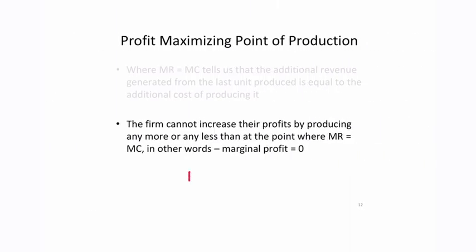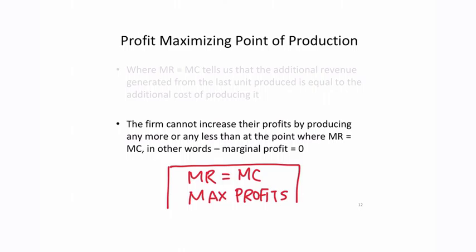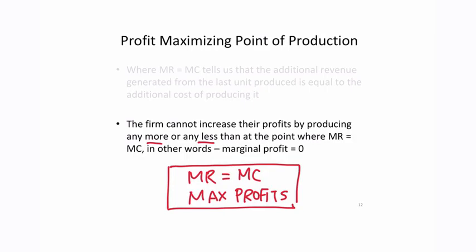The point where marginal revenue is equal to marginal cost is where the firm is maximizing its profits. What we know in that case is that the firm cannot increase their profits by producing any more or any less than at the point where marginal revenue is equal to marginal cost. So at this point, what we say is that the marginal profit is equal to zero. Or in other words, the additional profit that the firm would get from producing one more unit is equal to zero.